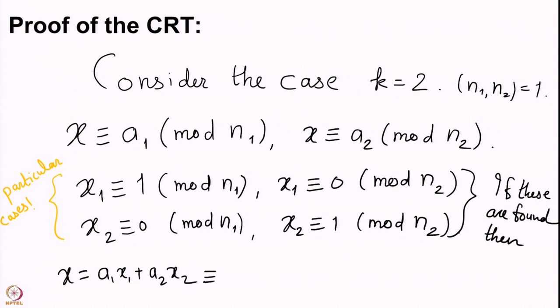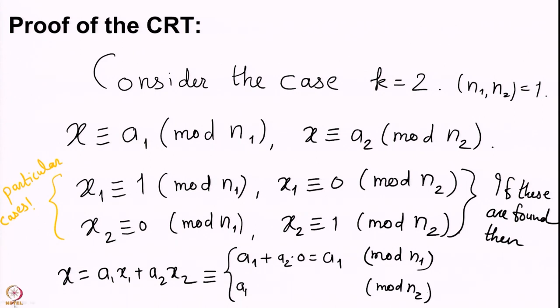So if you are going modulo n1, then here x1 is 0 mod n2 and x2 is 1 mod n2. So let's look at this modulo both n1 and n2. When I am going modulo n1, x1 is 1. So this is going to be a1 times 1 plus a2 times 0, and therefore it gives me a1. And similarly for x2, we are going to get a1 modulo n2.